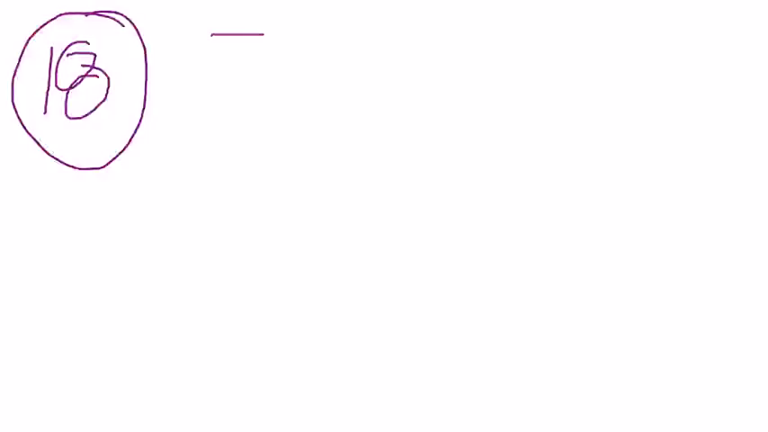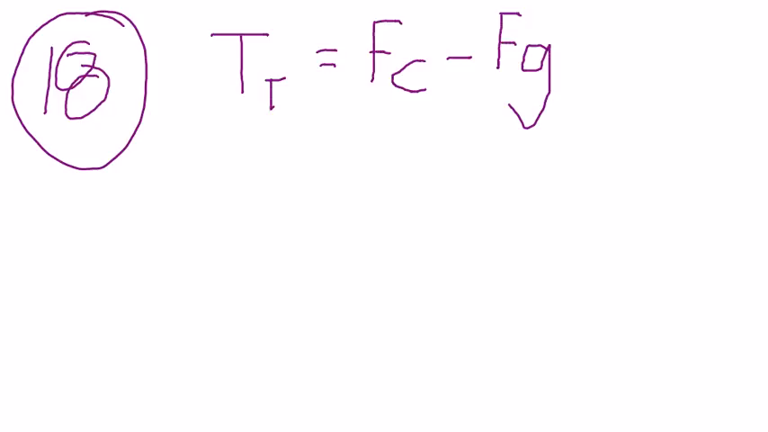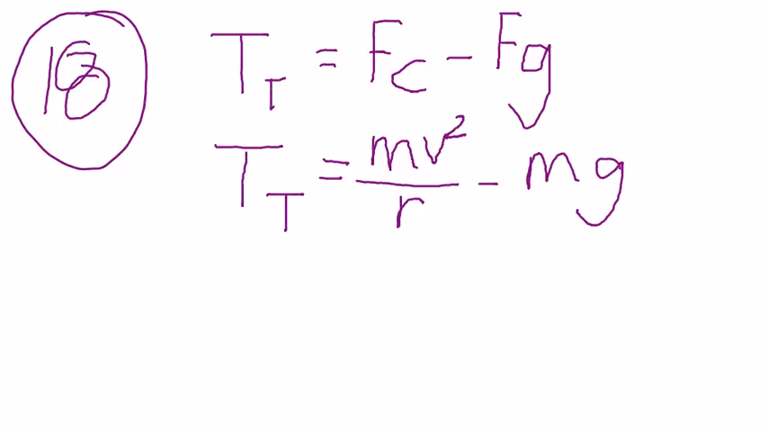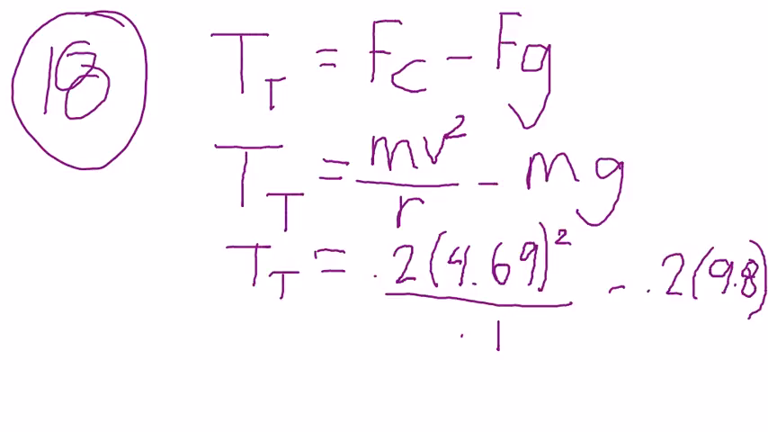The tension at the top of the circle is going to be the centripetal force minus the force of gravity, since they are both pulling down, so the gravity is helping the centripetal force keep the object in the circle. The centripetal force equals mass times velocity squared over r, and then you subtract the force of gravity, which is mass times gravity. After you plug in all your numbers, you put it into your calculator, and the tension at the top is 42.032 newtons.